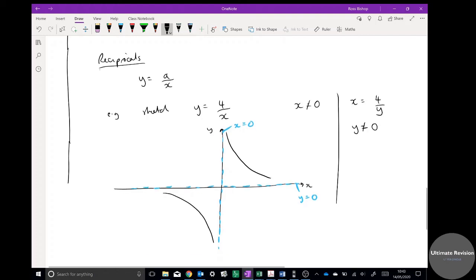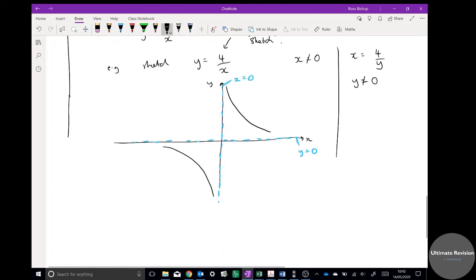It doesn't matter, this 4 value has no effect on the shape. I say no effect. It could affect how far away from the axes the curve is, but in terms of a sketch, no effect on the sketch, I'm going to say there, because it does have a slight effect on the shape.